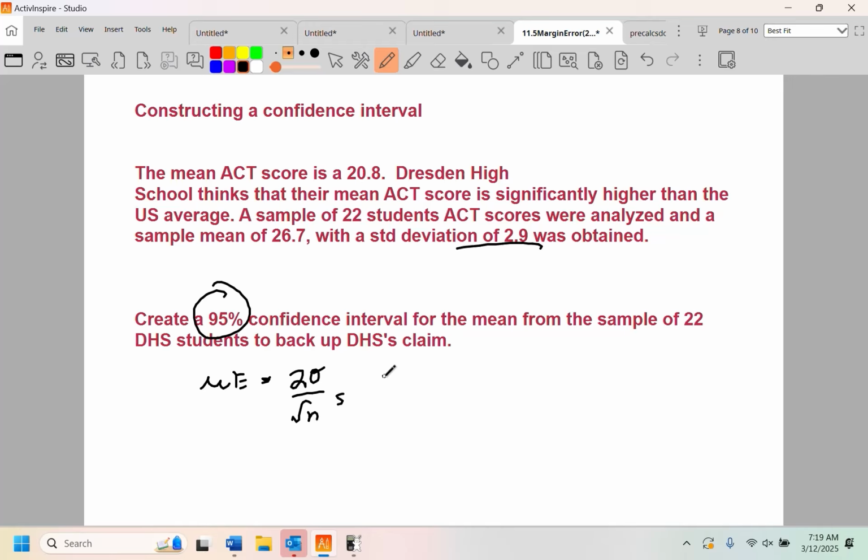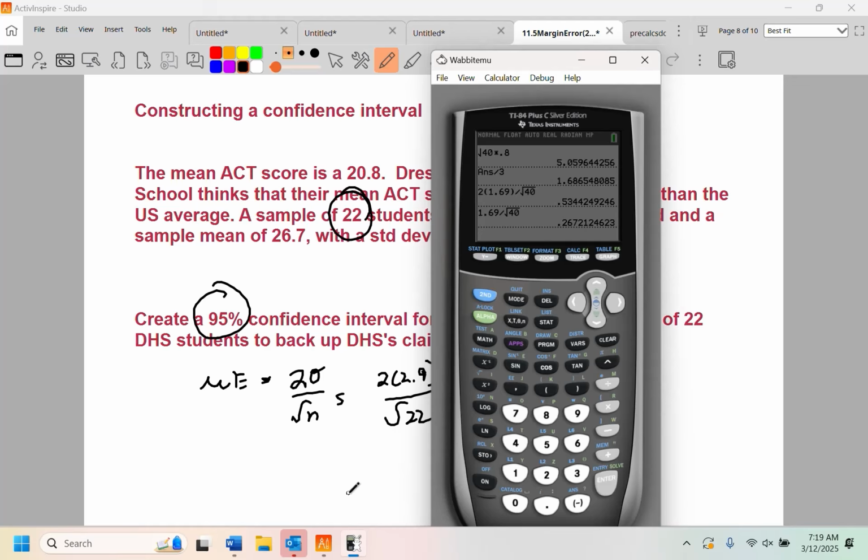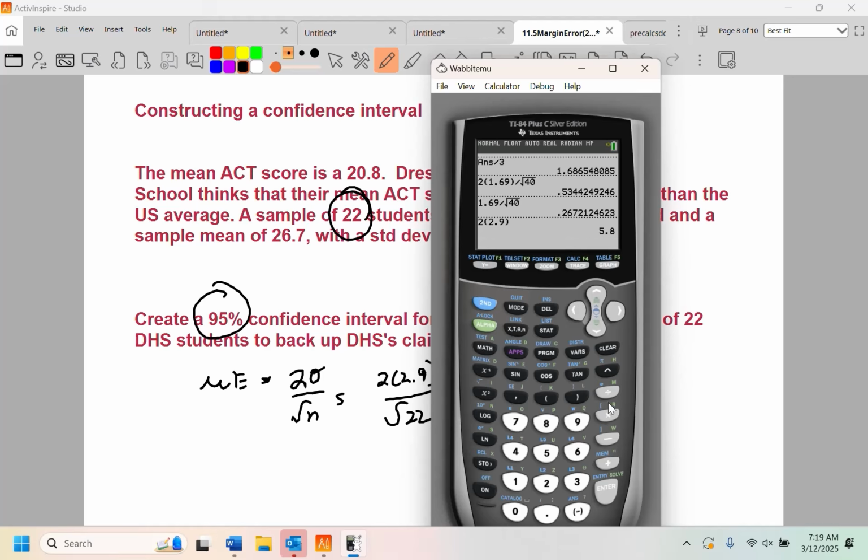Standard deviation is 2.9, so it's twice 2.9 divided by the square root of the sample size, root 22. Let's see what we get. By the way, this is dividing by the square root of n, so the bigger the sample, the tighter your confidence interval becomes. This is a remarkably low standard deviation for the ACT because the ACT nationally has a standard deviation of 5.4. It's crazy it's that big, but that's how big it is. So it's around 1.24.